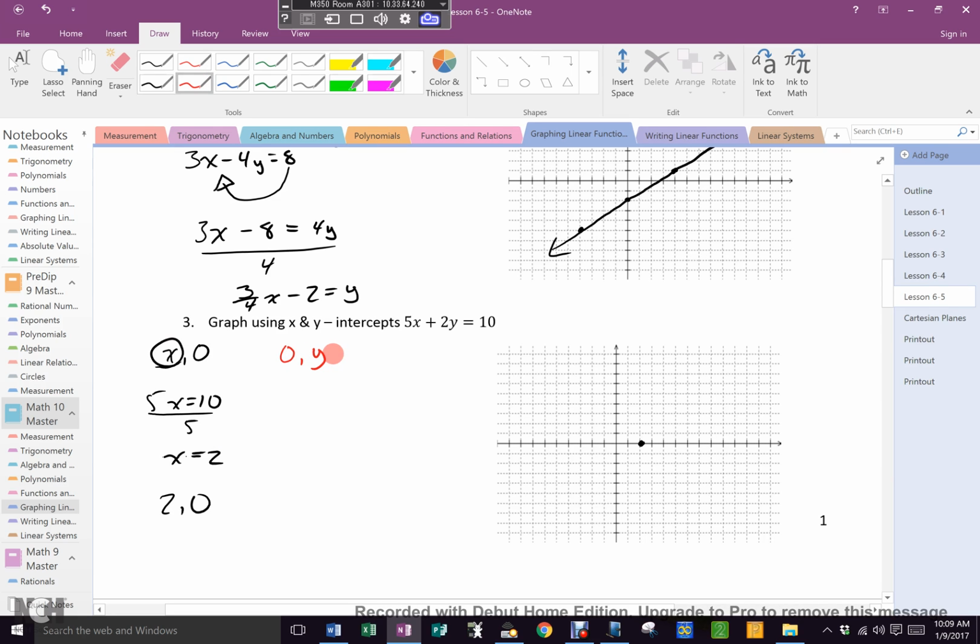What's this one going to be? What happens to my x? Disappears. So I've got 2y equals 10. What do you do? Divide by 2. And what does y equal? Y equals 5. Where else is there a y? Right there. What number goes there? 5. 0, 5. 1, 2, 3, 4, 5.